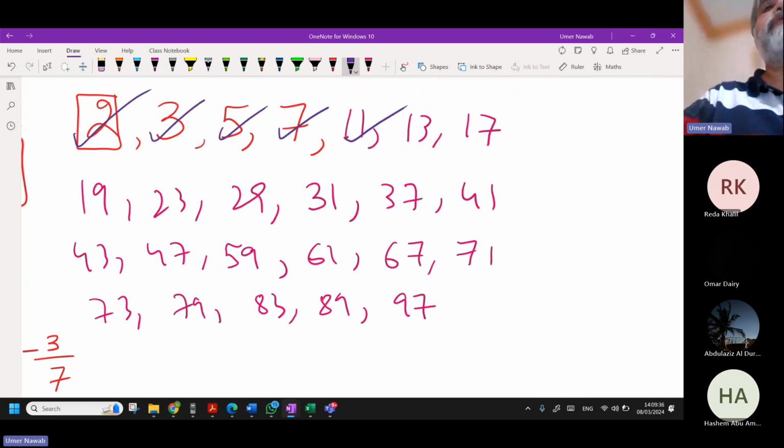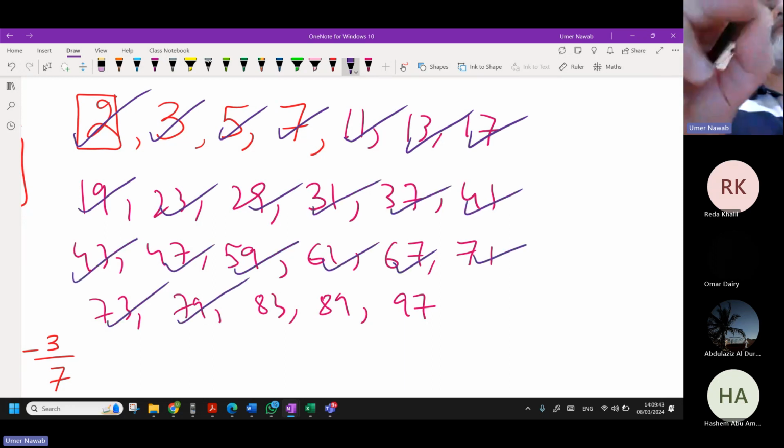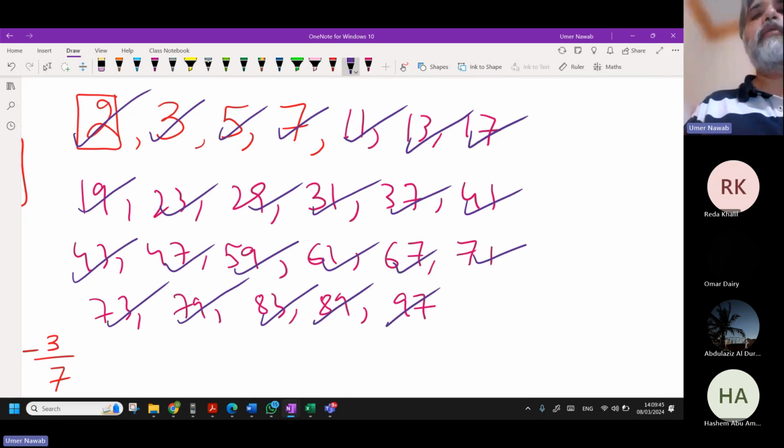1, 2, 3, 4, 5, 6, 7, 8, 9, 10, 11, 12, 13, 14, 15, 16, 17, 18, 19, 20, 21, 22, 23, 24. And there is one more prime number, which maybe I have missed somewhere. You can check it out. Did I miss anyone? 83, 89, maybe 79, 77, 73, 61, 63, 67, 69. I missed out somewhere. 53, sorry. Thank you. 53 was the prime number I missed out.